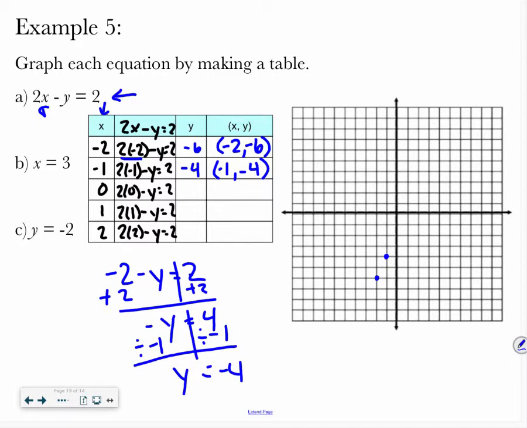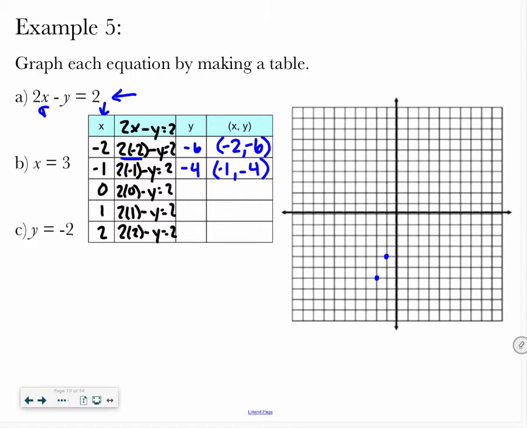If I plug 0 in, I have 2 times 0, that's 0. And then I have negative y equals 2. I hope you see this little trick. I've been dividing by a negative 1. If you have a negative variable, all you have to do is change the signs. So if I change the y to positive, everything else I flip to the opposite sign. So I had a positive 2, so that becomes negative 2. So I have 0, negative 2.